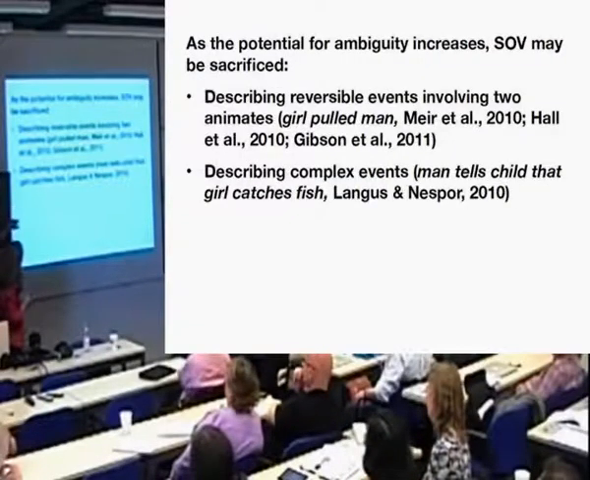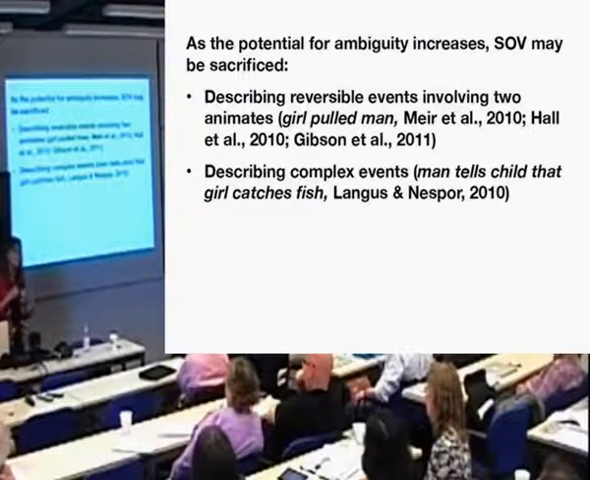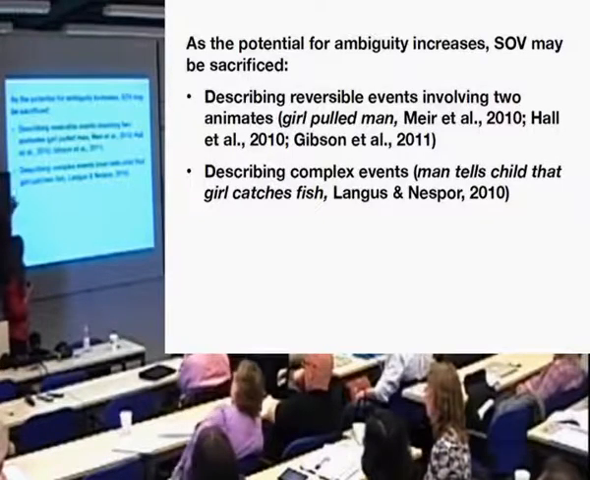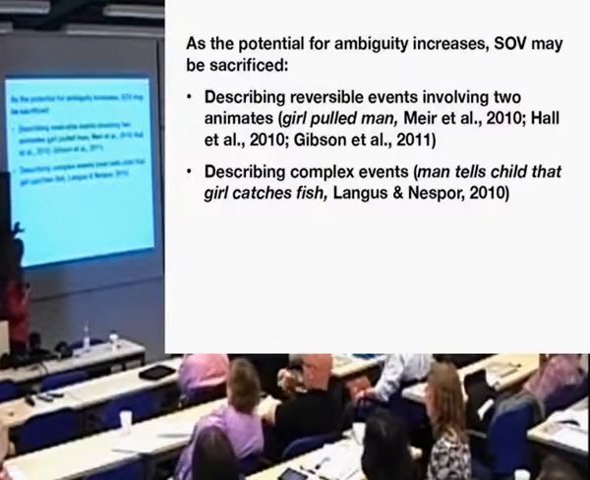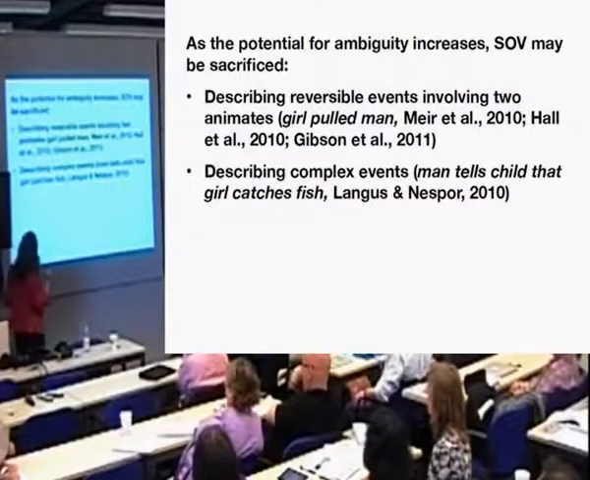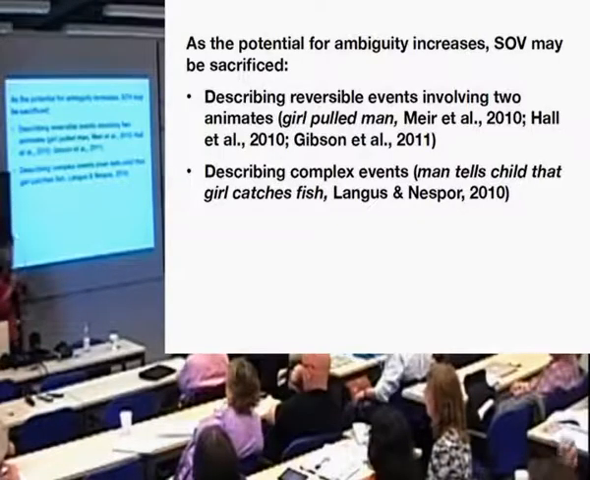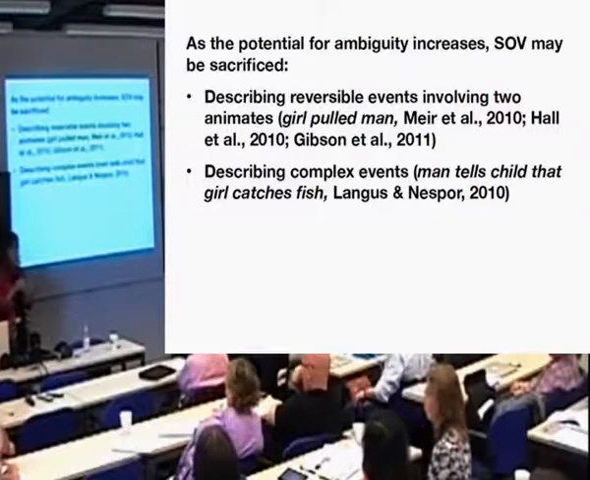And in fact, some people have recently shown, given that SOV keeps cropping up over and over again, that you can find conditions under which you pull away from SOV. So when you're describing reversible events, as Meir and colleagues show, you tend to go to either SVO or the order of your spoken language. It's hard to tell, I haven't figured that out yet. And when describing complex events, like the man tells the child that the girl catches the fish, you also pull away from SOV and move more to SVO.